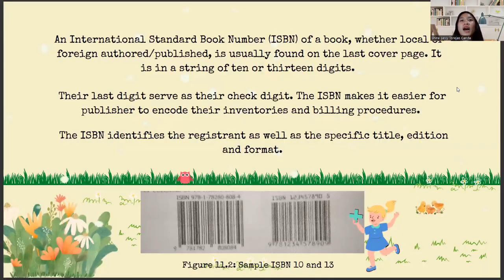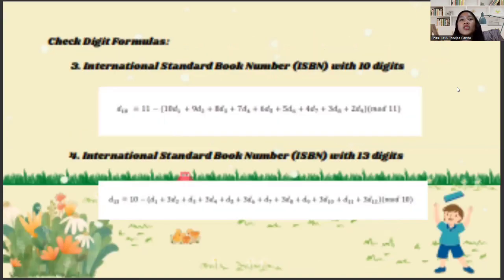Let's move on to the ISBN of a book. It is usually found on the last cover page. It is a string of 10 or 13 digits. Some ISBNs are 10 digits, some are 13. I guess we are all familiar with ISBN since we are fond of reading or buying books. Let's move on to the formula, since the last digit also serves as the check digit.